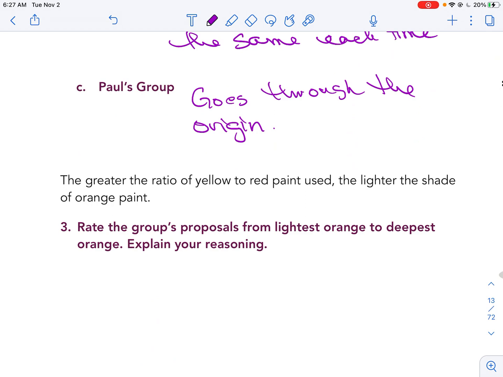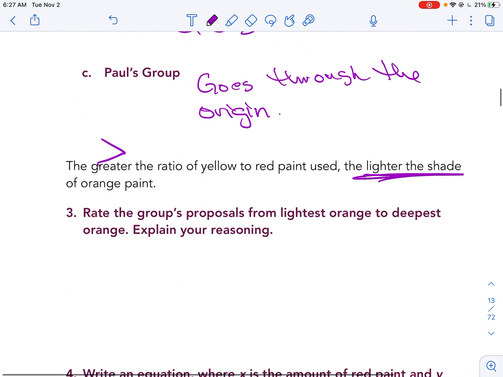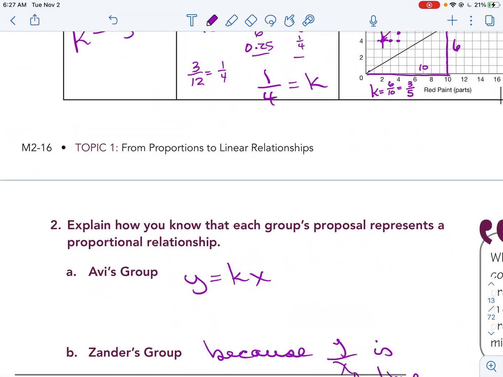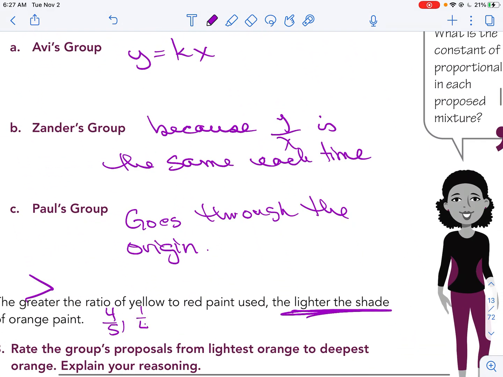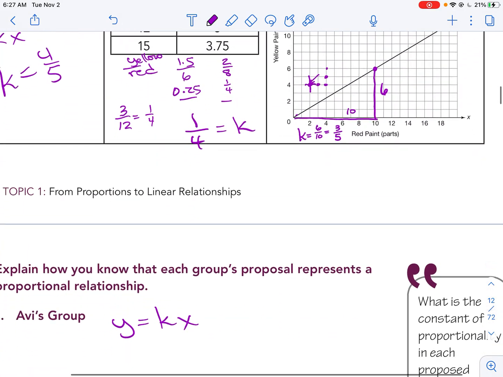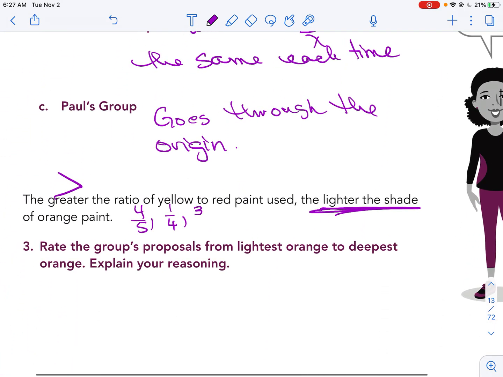The greater the ratio of yellow to red paint used, the lighter the shade of orange, so the bigger it is, the lighter the shade is. So I want the biggest ratio. Well, these are our 3 ratios. Okay, so I have 4/5, I have 1/4, and I have 3/5.